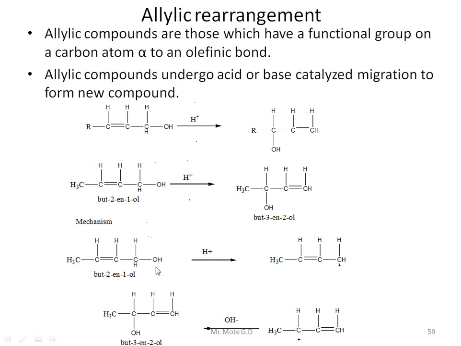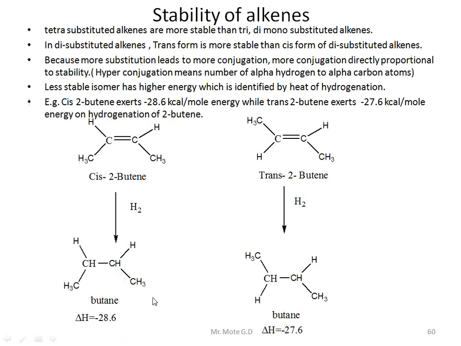But-2-en-1-ol treated with the acid H+ forms a positive charge, and because of the positive charge the double bond is shifted to this, and the positive charge will be acquired at this location, and attachment of the OH group there forms but-3-en-2-ol.